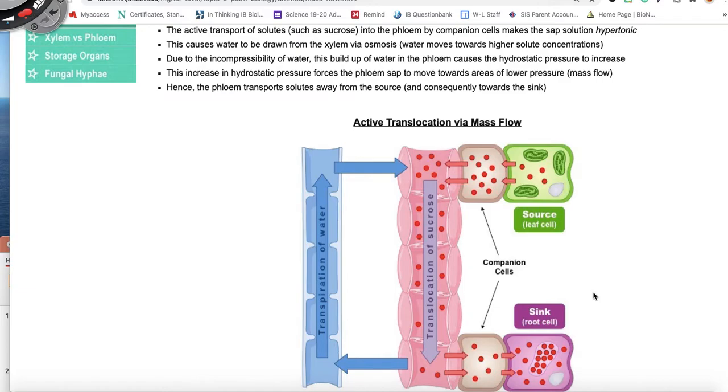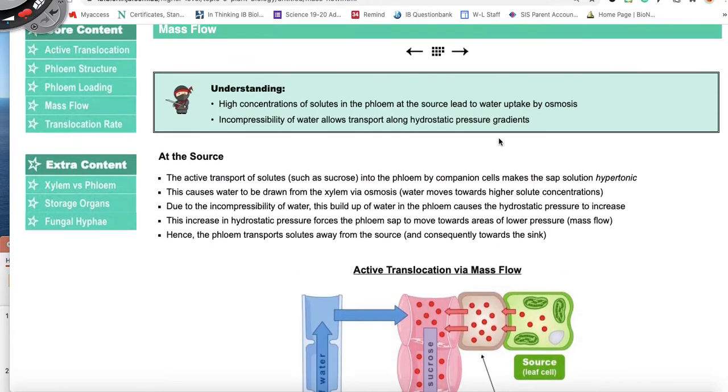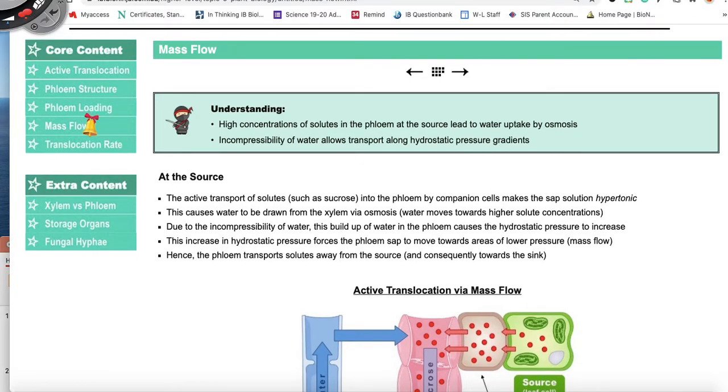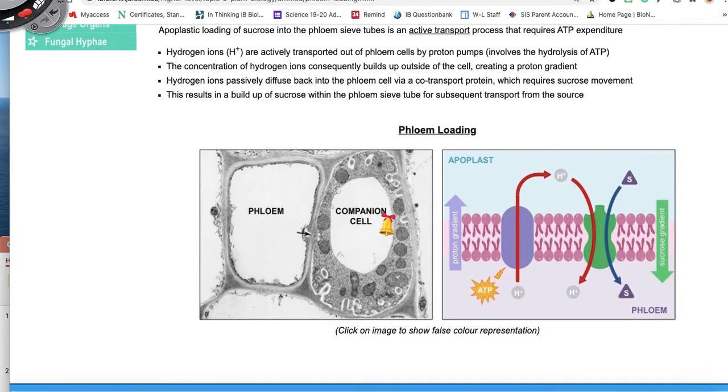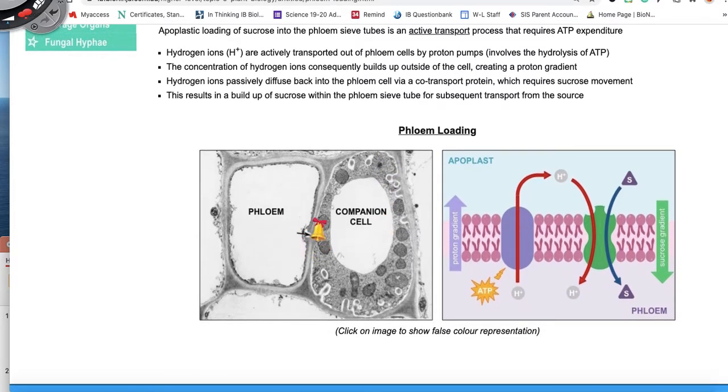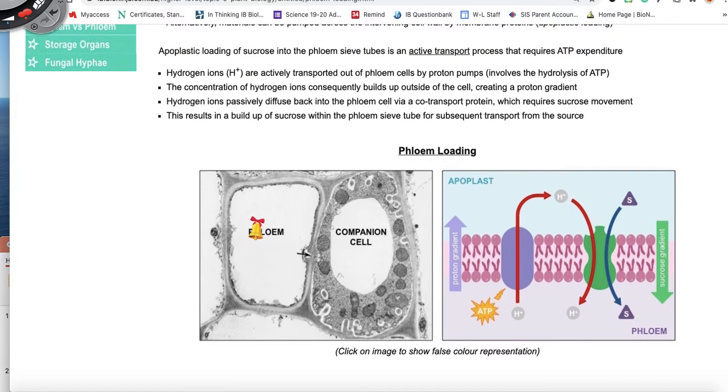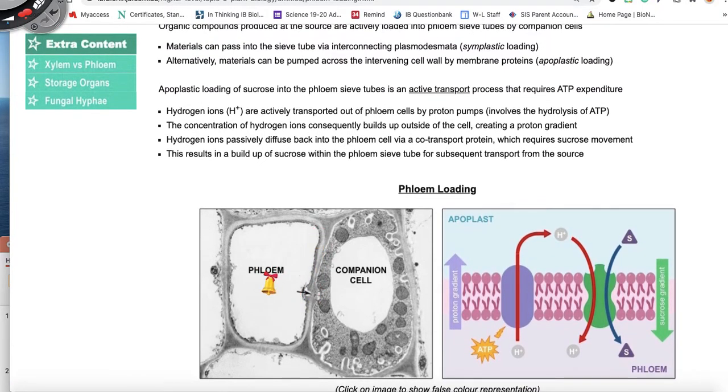All right, so today we're going to continue with active translocation via mass flow in 9.2 phloem. So last time we looked at phloem loading and we saw how sucrose was able to load up inside the sieve tube cells. And we saw that even though the phloem loading can happen passively via plasmodesmata, it can also happen apoplastically, which is an active transport process that requires ATP.